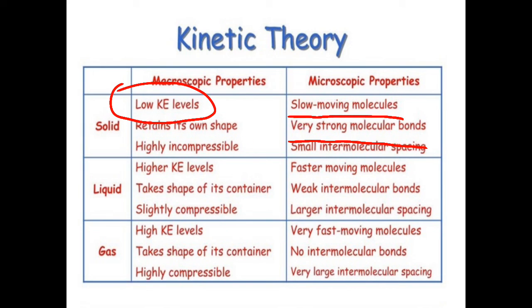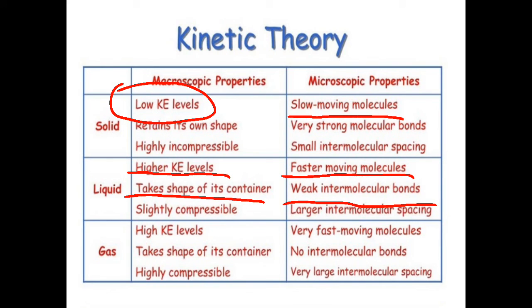Another time when we study the particles of a liquid, they are faster moving particles because the kinetic energy levels are much greater than the kinetic energies of solid particles, and they are bound by weak intermolecular bonds because they can take the shape of the container, and their large intermolecular spacing means they are slightly compressible. When you compress the particles of the liquid, the particles can come closer. That's why the liquids are slightly compressible.